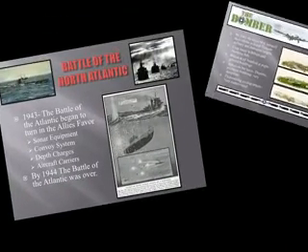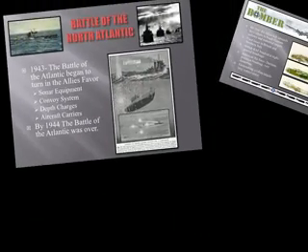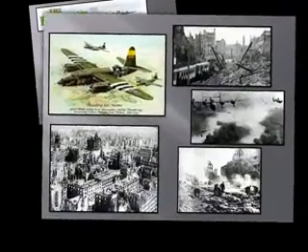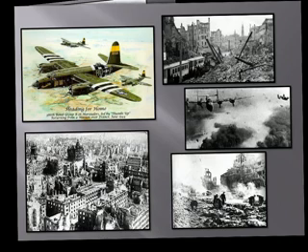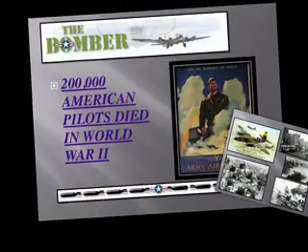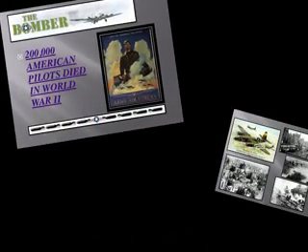And then also the Battle of the Sea and the advancements in sonar equipment, depth charges, and eventually aircraft carriers become very important in World War II. Very interesting part of this war. A few more images of the aerial campaign. Of course, the aerial campaign was also prevalent in the Pacific as well. And just a reminder that over 200,000 American pilots, just pilots, or aviators, died in World War II alone.